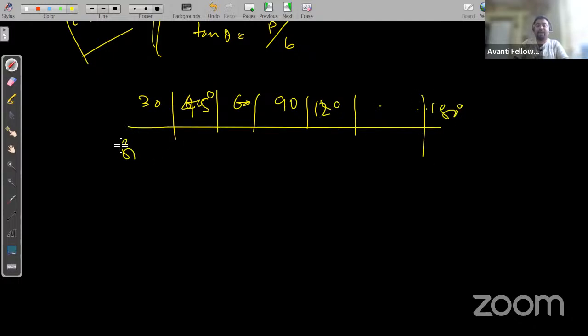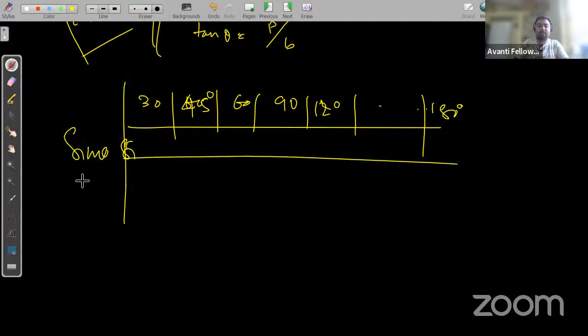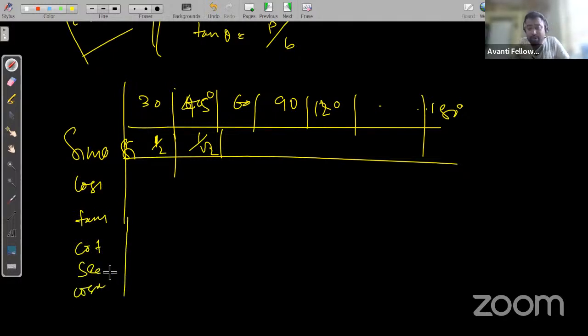So we need to remember sine of 30 value. You should write here sine of 30 is 1 by 2, and sine of 45 is 1 by root 2. So we need to remember all these things, similarly for cos, tan, cot, sec, and cosec. All of you know about this table also. Already you have studied this table in your class 10th. Is it or not? Yes.